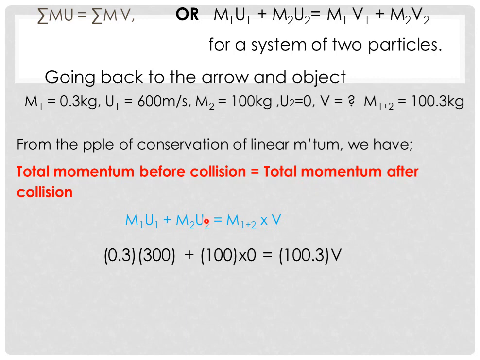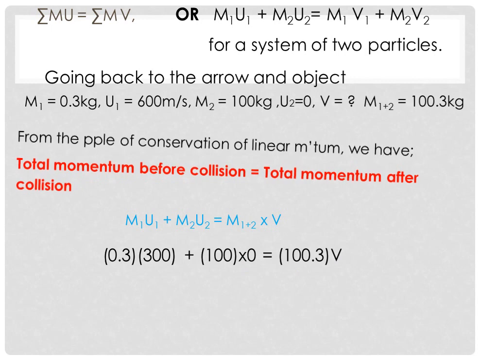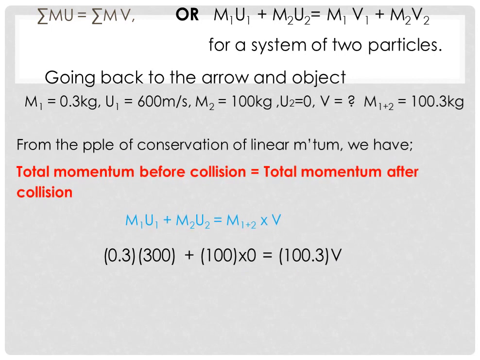Now, if we state the formula, we're going to have m1 u1 plus m2 u2 is equal to m times v. This m, take note, is the sum. So this is 0.3 times 30 plus 100 times 0. I hope you know why 0. Because m2, which is the mass of the block, is at rest, so its speed is 0. This is equal to the combined mass times the combined speed. 100 times 0 certainly should be 0.